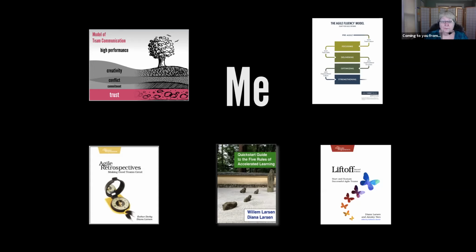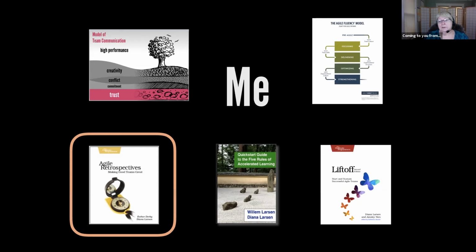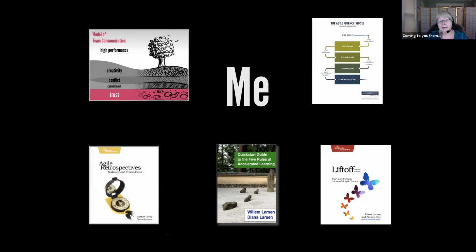So I've written a few books, I've created a couple of models, and today we're going to be focusing mostly on the Agile Retrospectives book and a bit on this quick start guide for the 5 rules of accelerated learning. We can talk about the other models. I'll reference the Agile Fluency model in passing, but we're not really going to dive deep there.